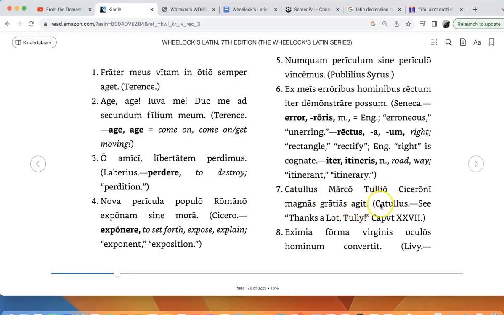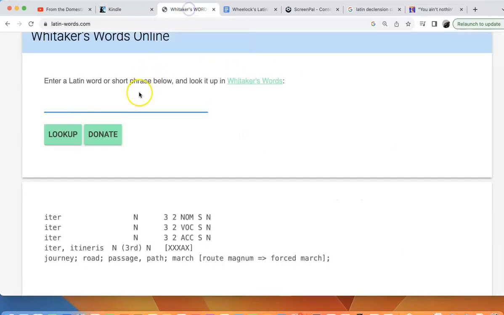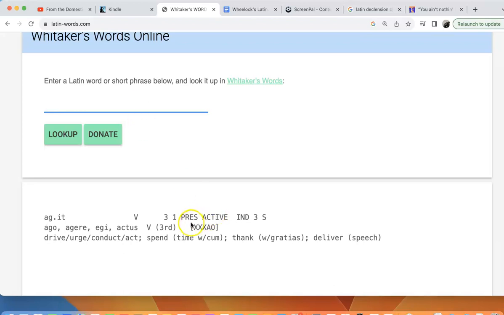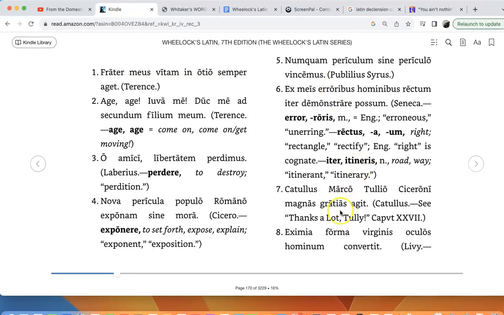Catullus. So here we have Catullus, major Roman poet. Agit. Once again, this is a good opportunity to review our verb tenses. So agit is present tense. Aget is future tense. So this one can take some time to get used to because third conjugation doesn't follow the bo, bi, bu as the first and second conjugation do.